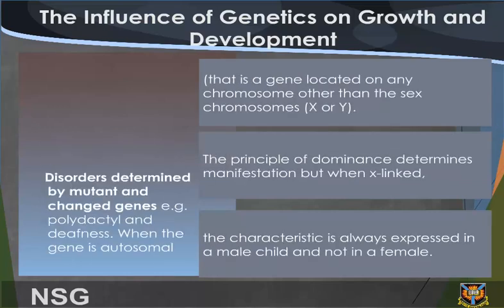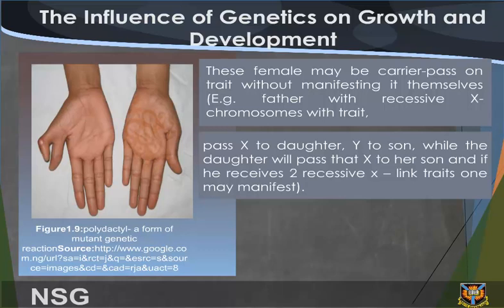Disorders determined by mutant and changed genes, e.g. polydactyly and deafness, when the gene is autosomal, that is, a gene located on any chromosome other than the sex chromosomes, X or Y. The principle of dominance determines manifestation, but when X-linked, the characteristic is always expressed in a male child and not in a female. The female may be a carrier, passing on the trait without manifesting it herself, e.g. a father with a recessive X chromosome with the trait passes X to his daughter, Y to his son, while the daughter will pass that X to her son, and if he receives two recessive X-linked traits, one may manifest.